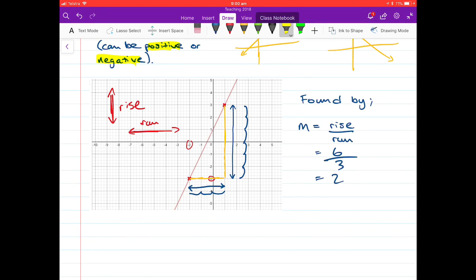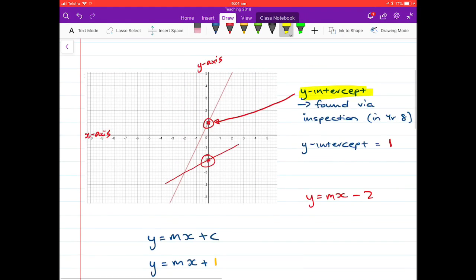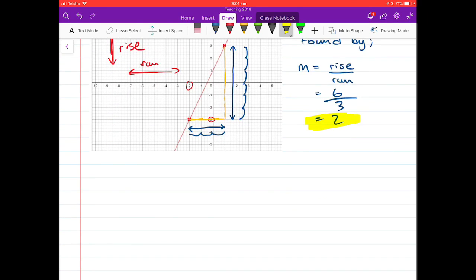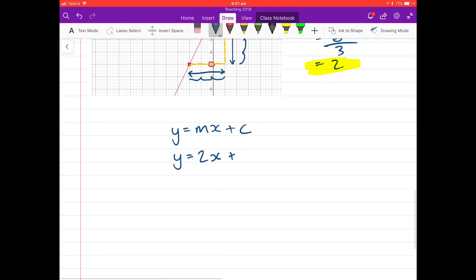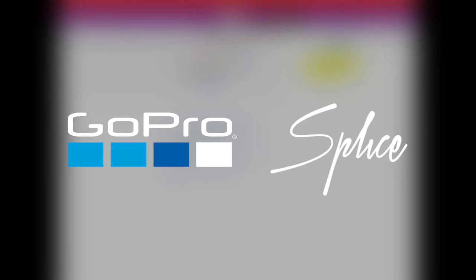So now, really important is this point here and this point here, because what we can do now is, in our form of y = mx + c, y will remain as y. My m I now know is 2, that goes with my x, and my y-intercept up here was 1. So I can now go and write my equation as y = 2x + 1.